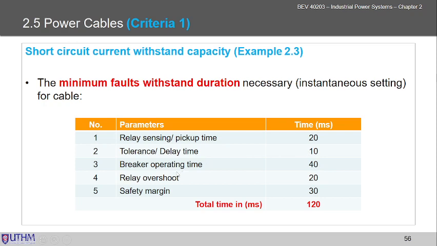The breaker operating time means the opening time. For the relay overshoot, if the current is too much, it will have an overshoot, and until it stabilizes it takes 20 milliseconds. For safety purposes, as a margin, we add another 30 milliseconds. So the total is 120 milliseconds in this case.